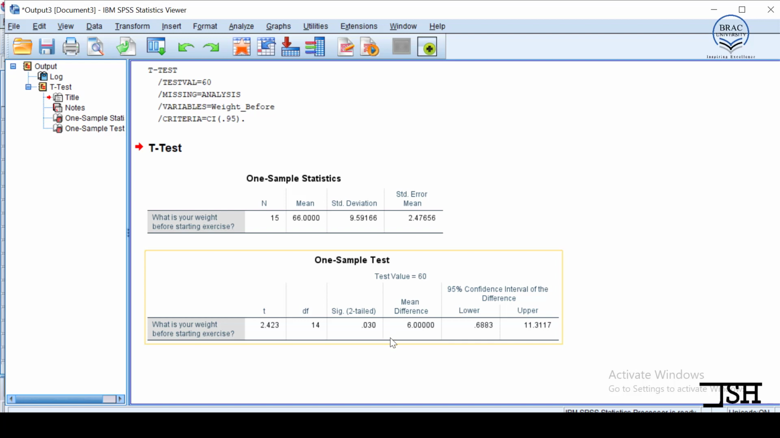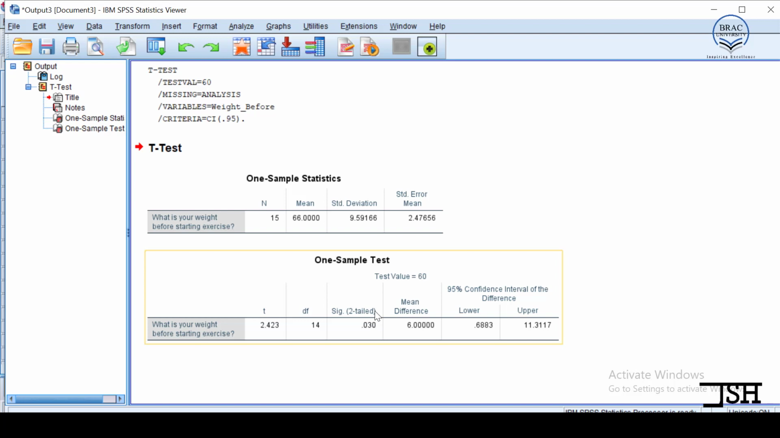Now on the right hand side of this cell, it is showing that the mean difference between my sample's weight and the given average in the question, which was 60, is 6. Obviously, right? Because our mean is 66 and the test value was 60. So the mean difference is 6, and this difference is statistically significant. Why? Again, because the p-value here is less than 5%. That is it. We are done.